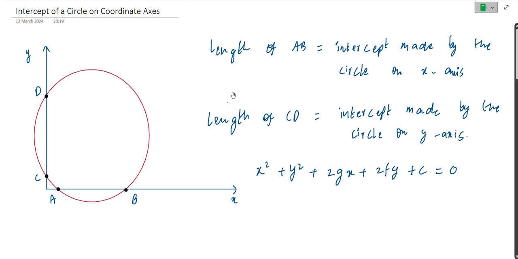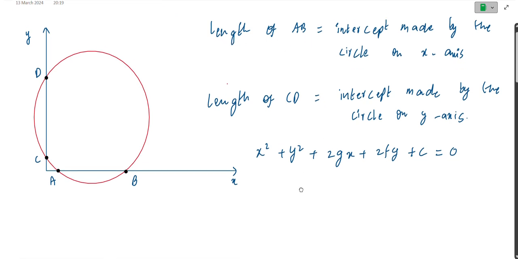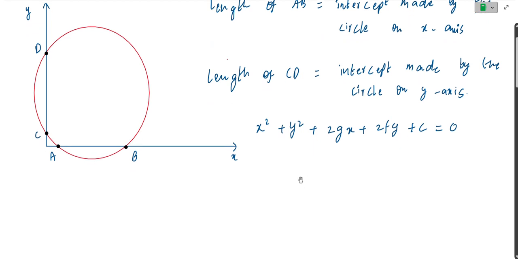So I will try to find the length of AB first, and then length of CD. We can find the length of CD in a similar manner. So let me try to find the length of AB.